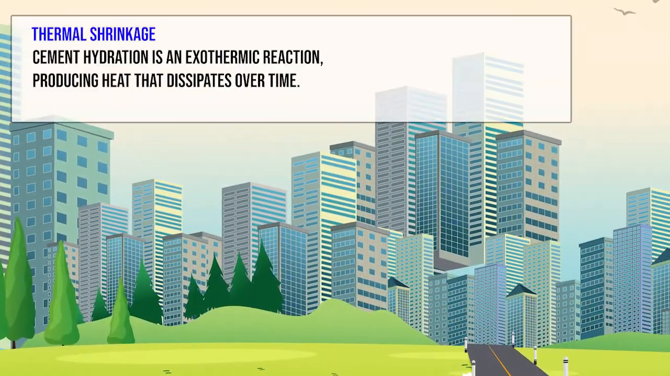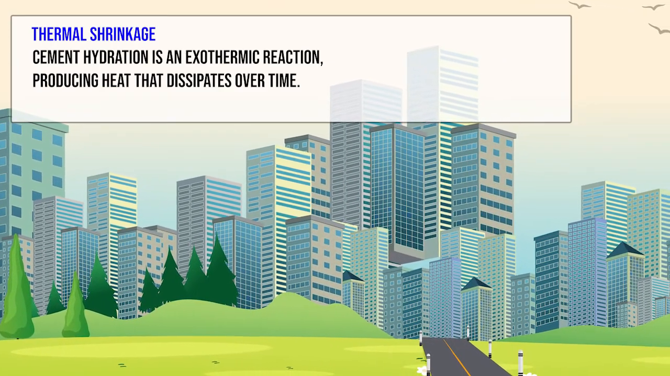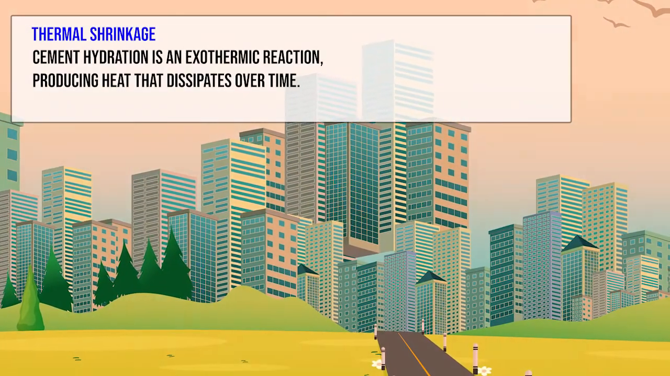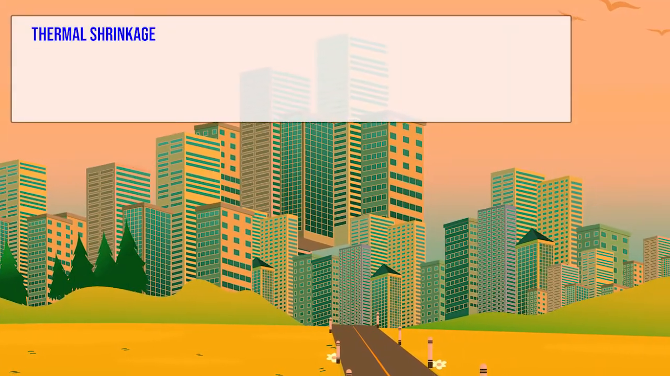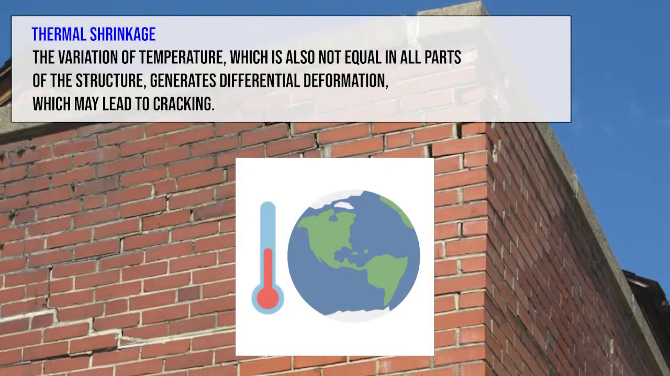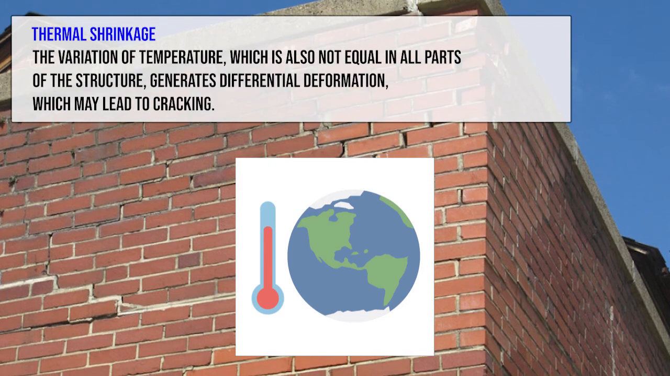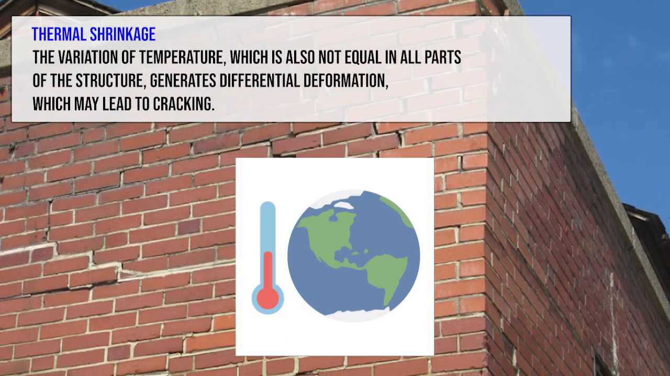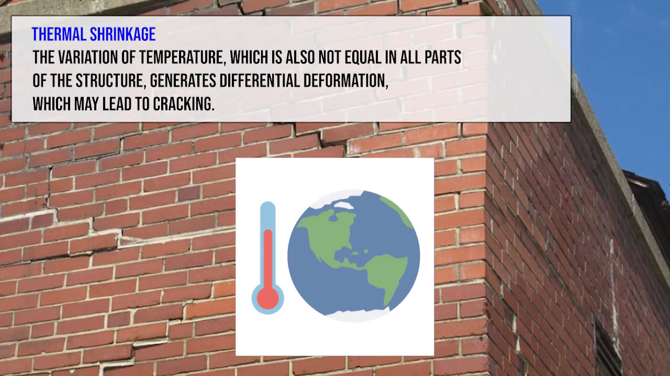Thermal shrinkage. Cement hydration is an exothermic reaction producing heat that dissipates over time. The variation of temperature, which is also not equal in all parts of the structure, generates differential deformation, which may lead to cracking.